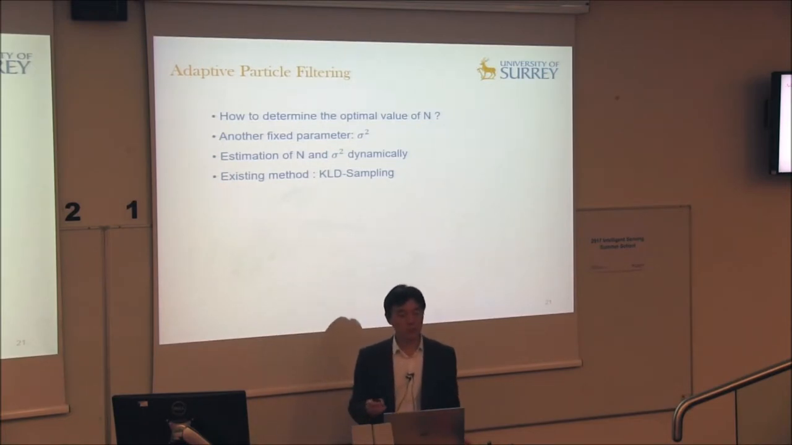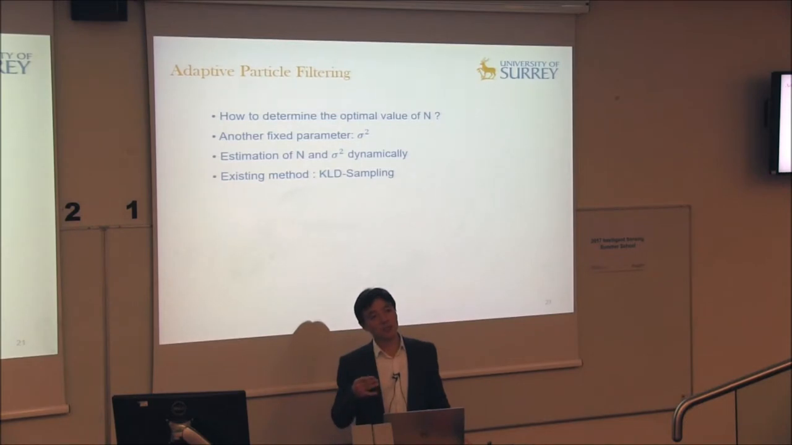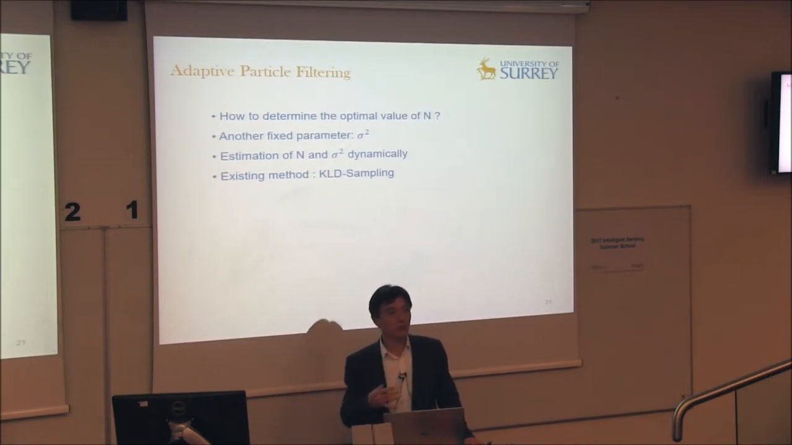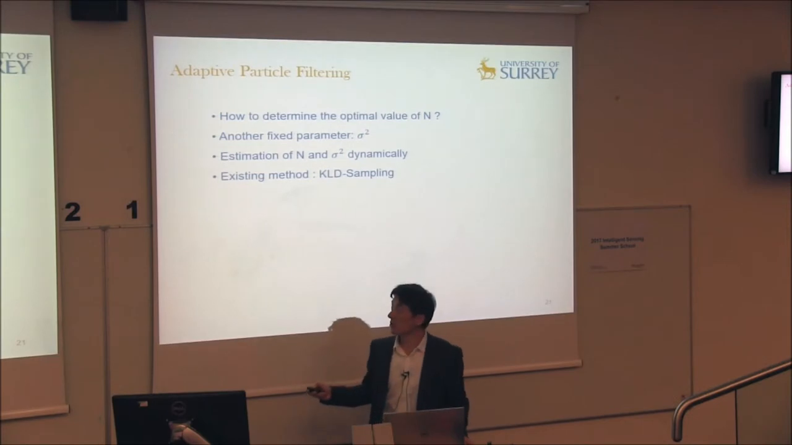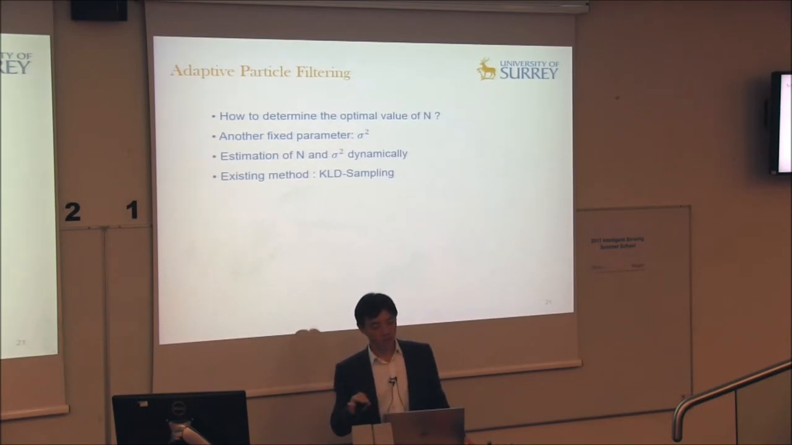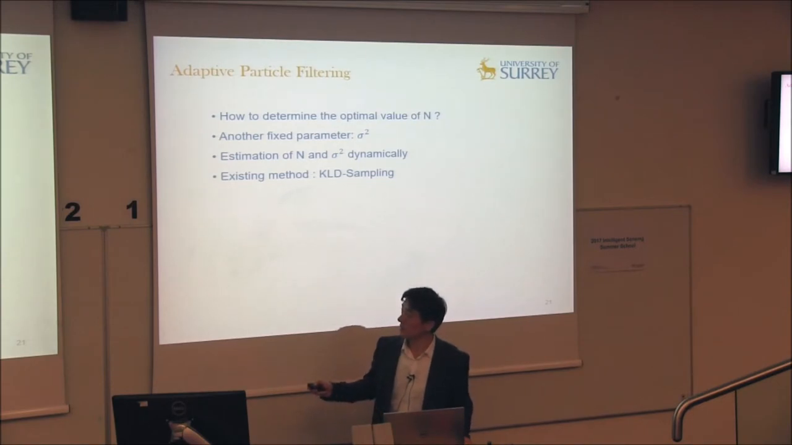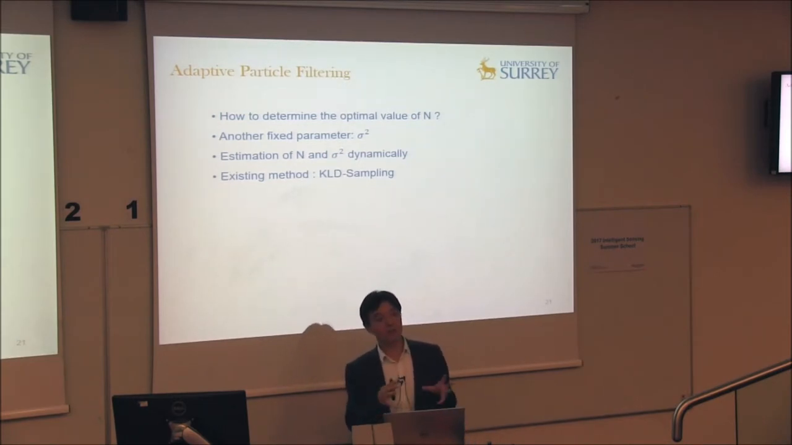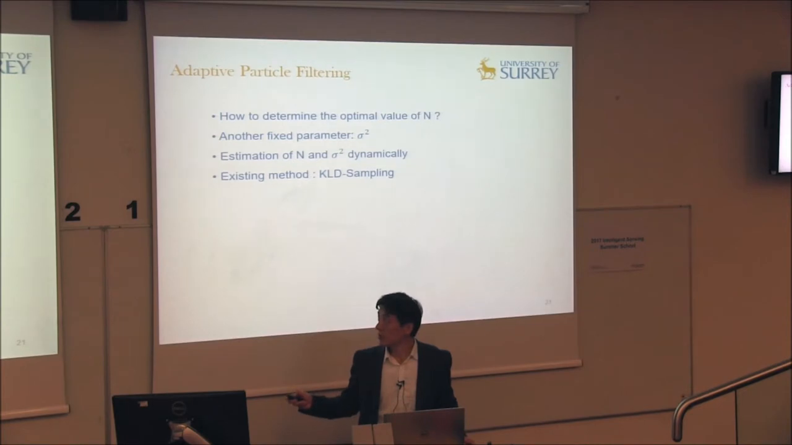Here we develop a technique to adaptively estimate the number of particles to be used in the particle filter. Of course, there is an existing technique called KLD sampling that already was doing this job. Basically, they estimate the number of particles by bounding the tracking errors. But one of the limitations with this technique is that they fixed the variance. The variance determines how far the particles are apart from each other. So in our algorithm, we try to adapt both the number of particles as well as the variance, by bounding the tracking errors.